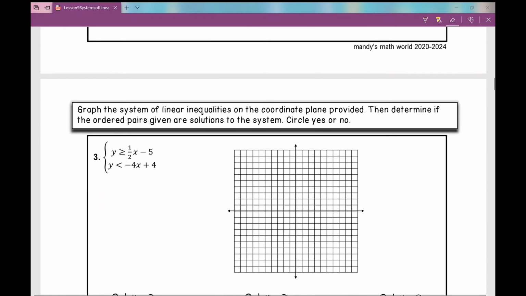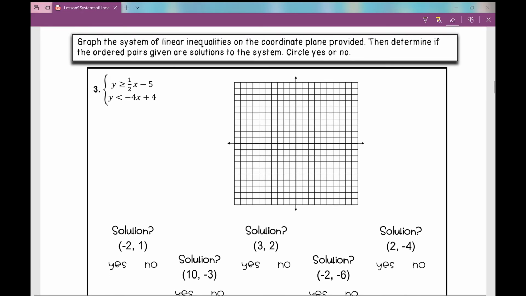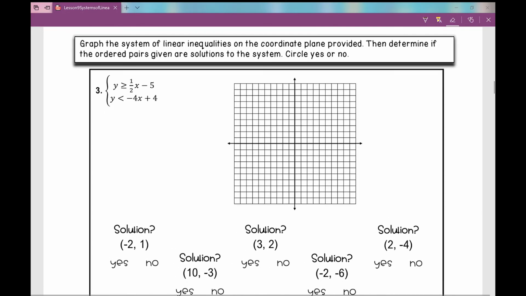Let's move on. So for these examples, we're going to graph the system of linear inequalities on the coordinate plane provided and then determine if these ordered pairs given are solutions to the system, and then we'll circle yes or no. So in this example, y is greater than or equal to 1/2 x minus 5. So I'm going to graph my y-intercept of negative 5, and my slope is 1 over 2. Up 1 over 2, and I'm just going to graph a whole bunch of points.